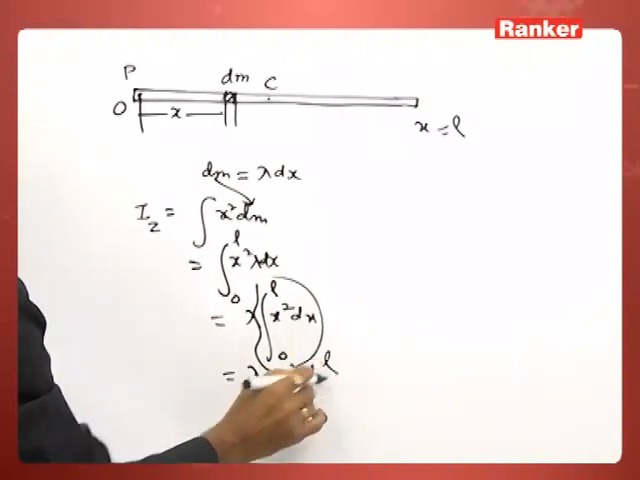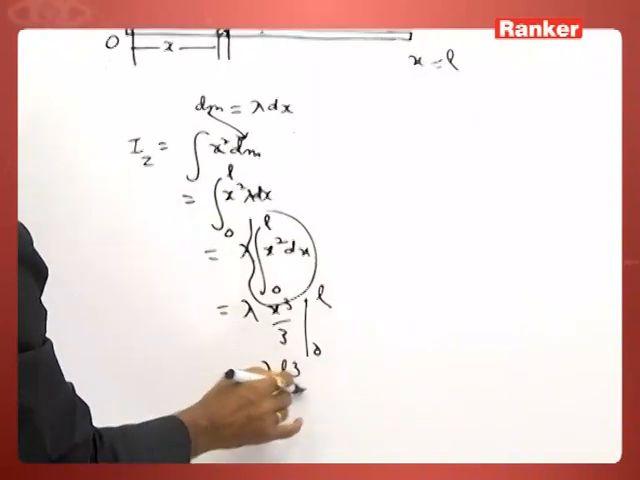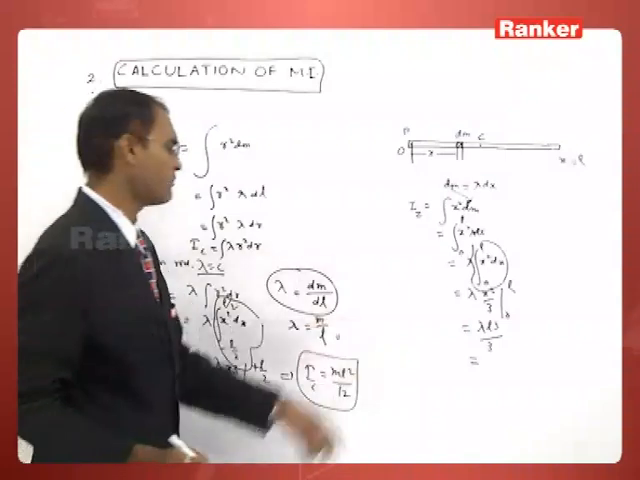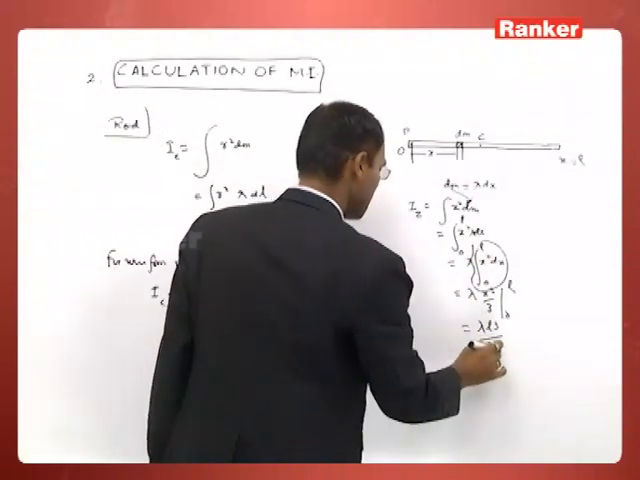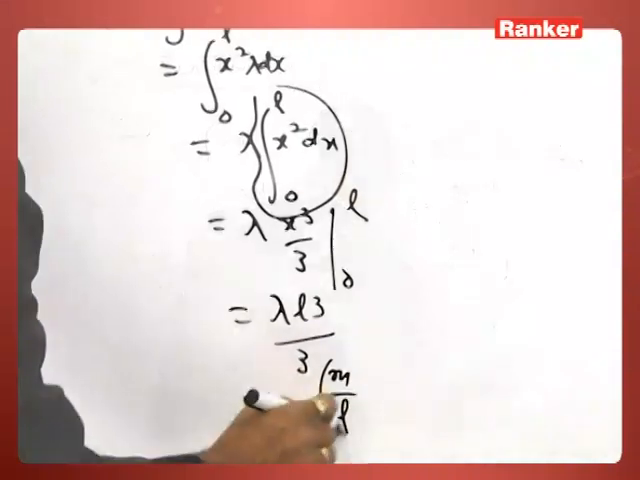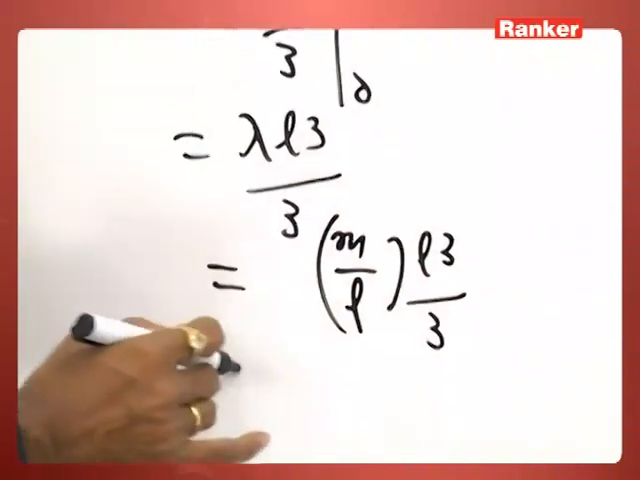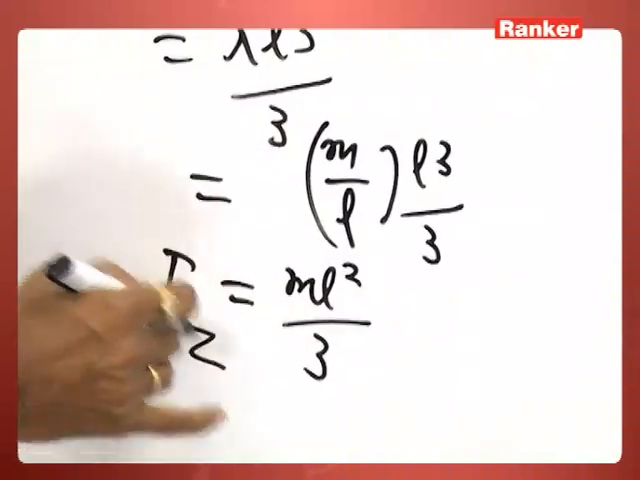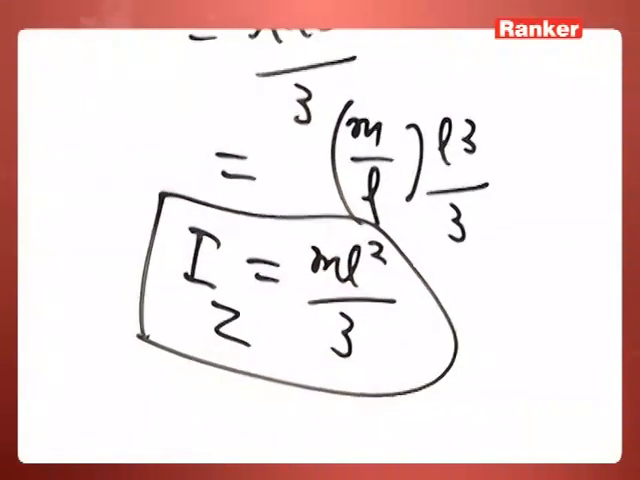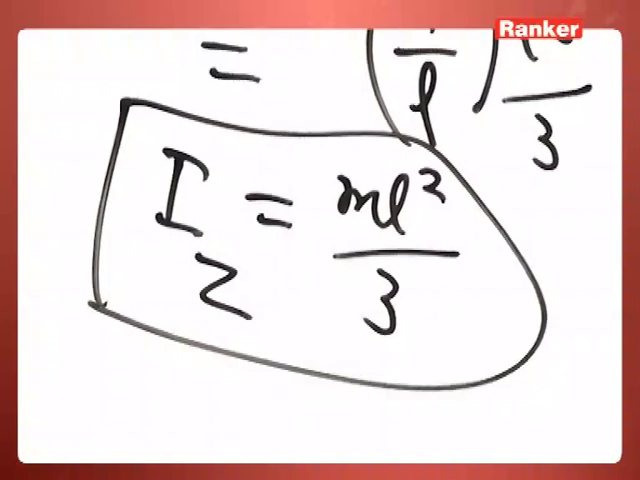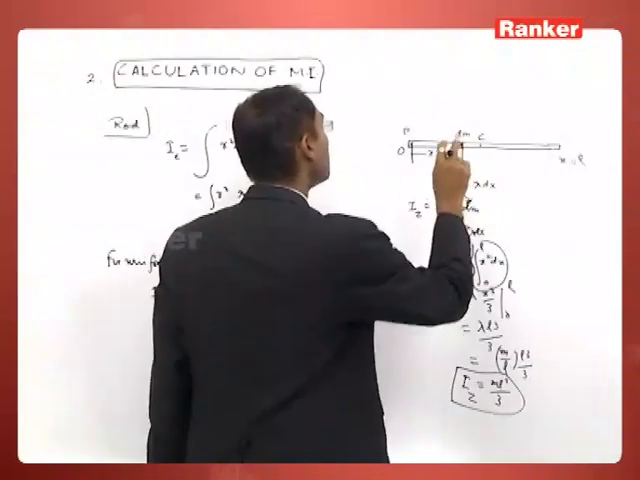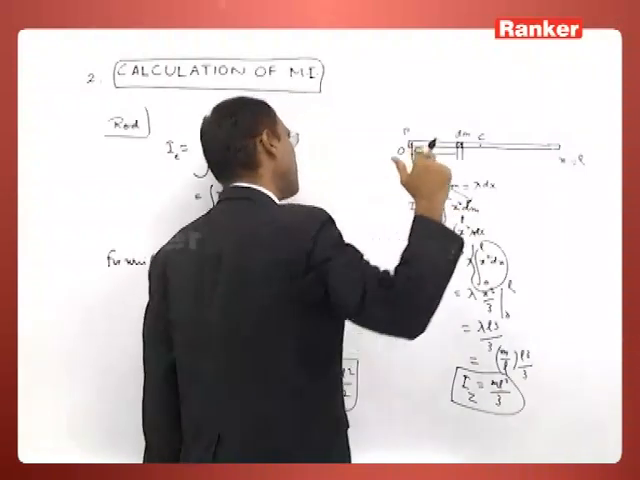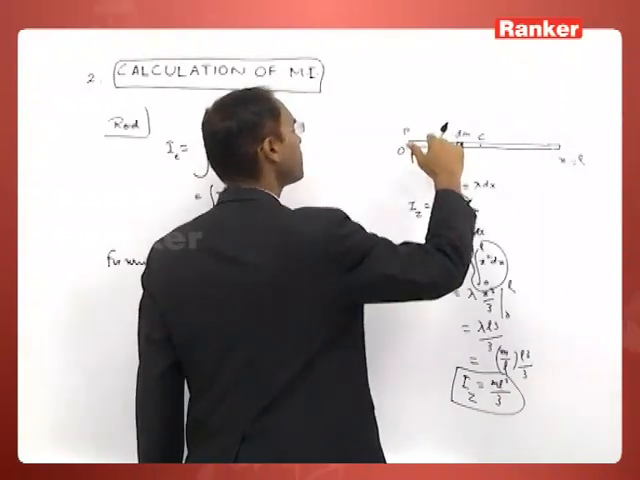So you are getting lambda L cube by 3. But what is lambda? M by L for a uniform object. So with L cube by 3, you are getting M L square by 3. That is the moment of inertia of the rod about one of its ends. However, you can calculate the moment of inertia of the rod about any point, the axis passing through any point, but the axis must be perpendicular to the rod.